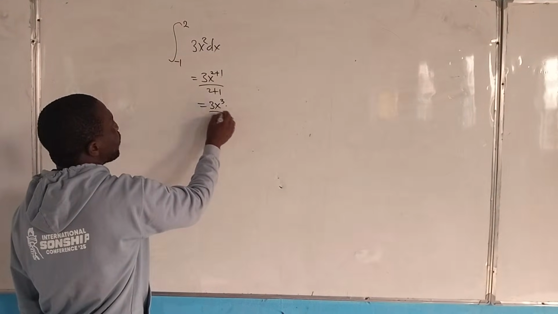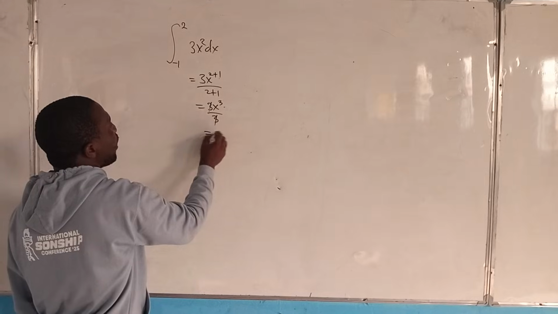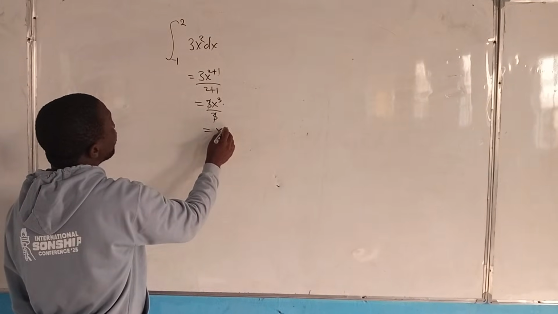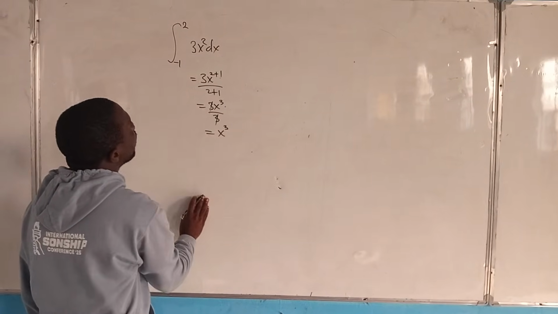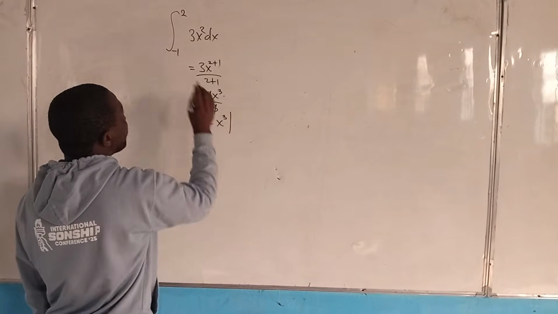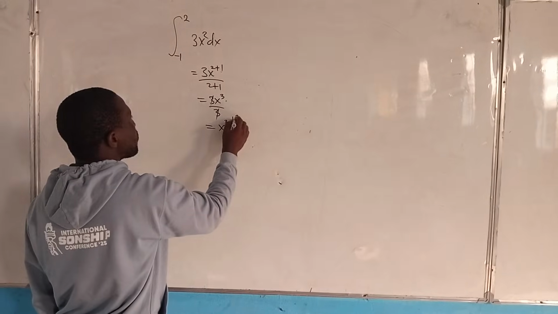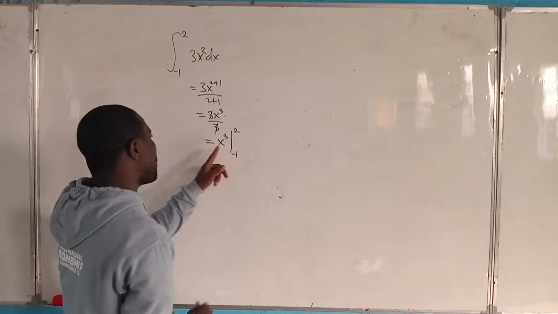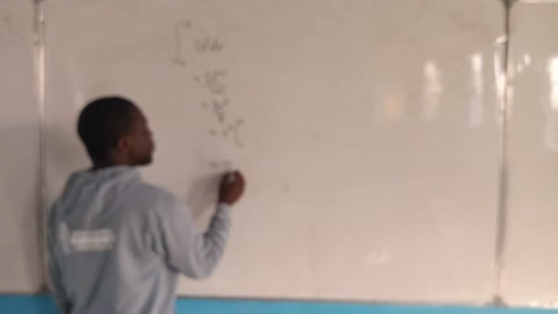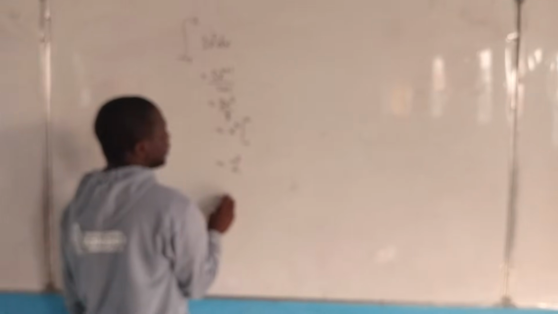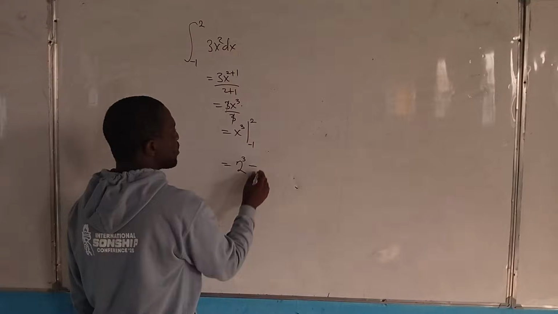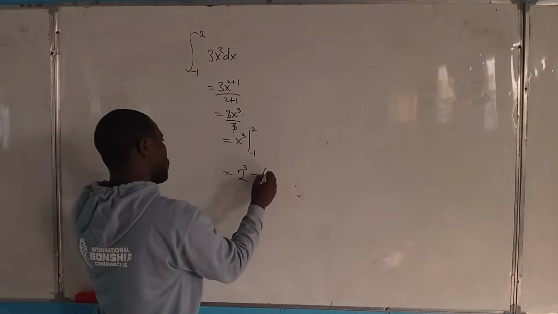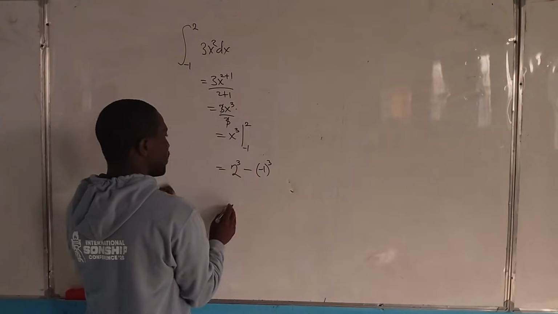And that will give us what? 3x raised to 3 over 3. 3 will cancel out 3. I have x raised to the power of 3. Okay? Then I'll now put in those values. This will now give me, anywhere I see x, you write 2. I have 2 raised to the power of 3 minus, anywhere I see x again, you write minus 1. Minus 1 raised to the power of 3.